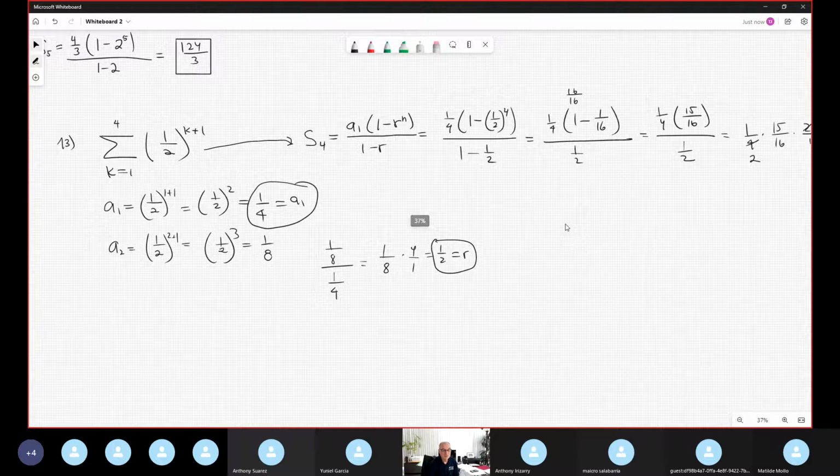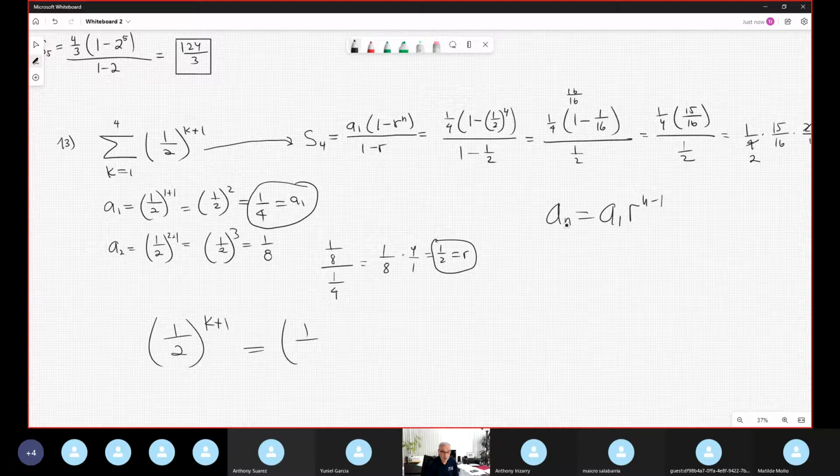Another possibility is, look at the expression, 1/2 raised to K plus 1. I know very well that the A sub n of the geometric sequence is A1 R to the n minus 1, ¿no? So it's plus 1, not minus 1. Suppose that it's 1/2. I put 1/2 twice outside, ¿no?